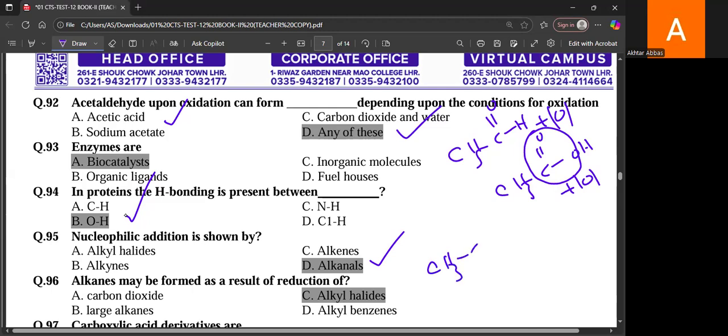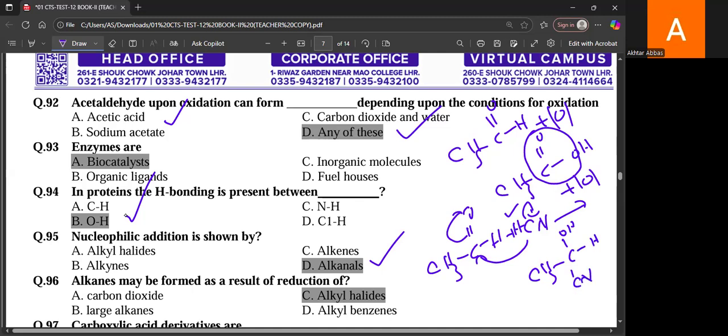For example, CH3C double bond O or H. If we react with cyanide, HCN, this bond is shifted towards the oxygen atom and this bond is shifted towards CN negative. So H carries a positive charge and O a negative charge. H attaches on the oxygen atom and this CN is added to the carbon atom. This addition is also called a nucleophilic addition reaction. So it only takes place in alkanals, meaning aldehydes and ketones.